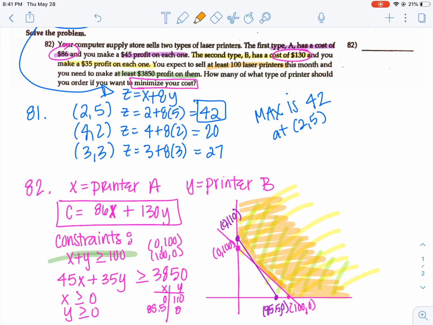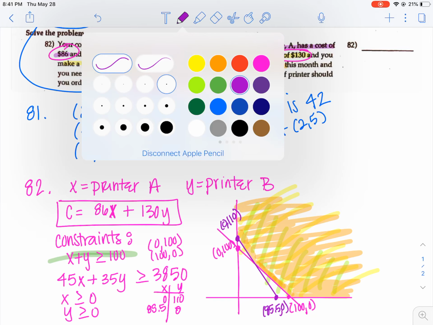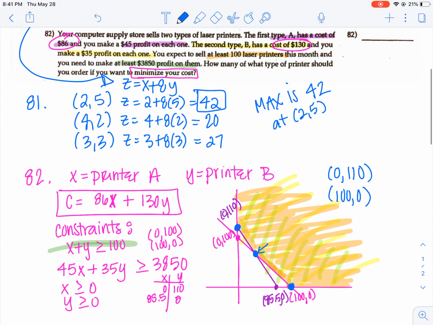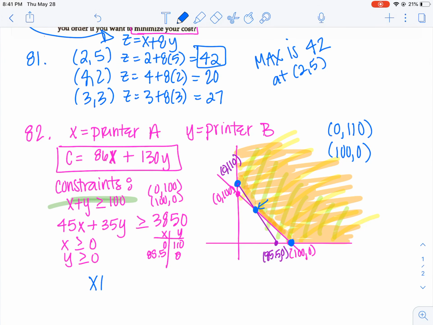Once we find the feasible region, you want to look for your corner points. Our corner points, in a new color, are here (0, 110), here the intersection, and then this other blue one here, (100, 0). So I now know 2 of the points, (0, 110) and (100, 0). What we don't know is this middle point. To get the middle point, we need to do a system of equations with our 2 equations. My 2 equations were x plus y, for simplicity, equals 100, and your other one is 45x plus 35y equals 3850.